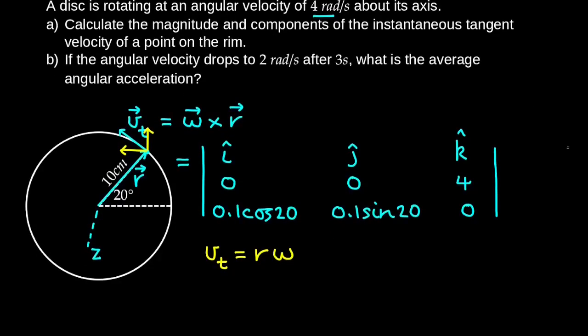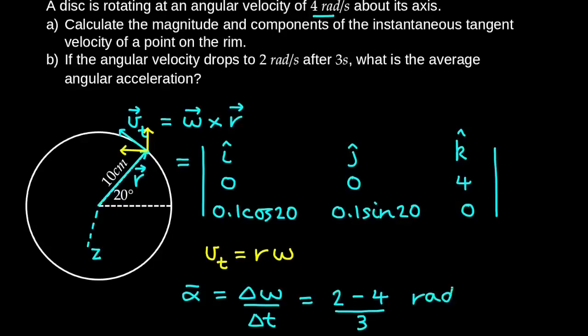And for part B, the average angular acceleration is equal to the change in angular velocity over the change in time, which is the final minus the initial angular velocity over 3 seconds. And this will give you an answer in radians per second squared. And because it's negative, the angular acceleration will be clockwise and pointing inside the screen.